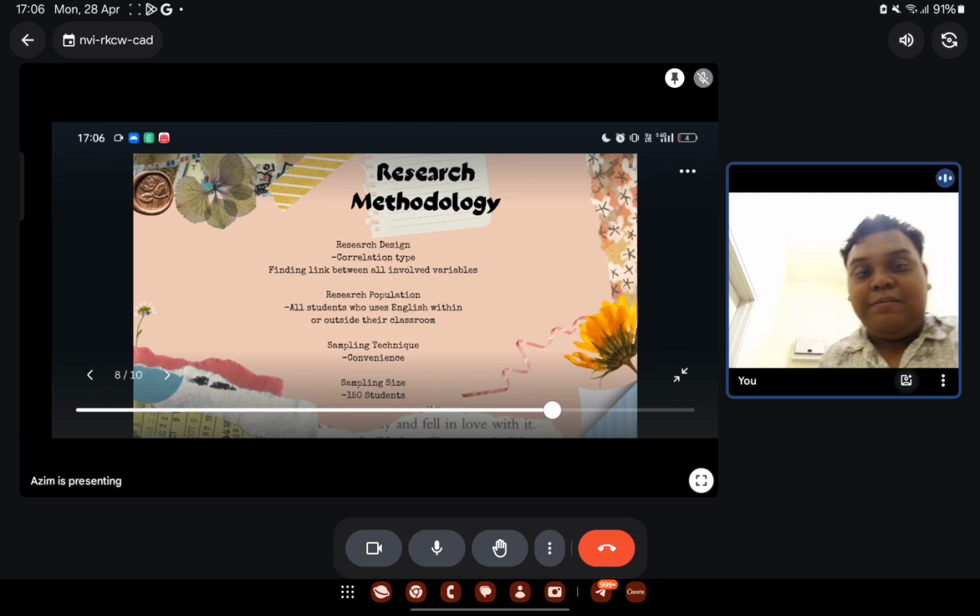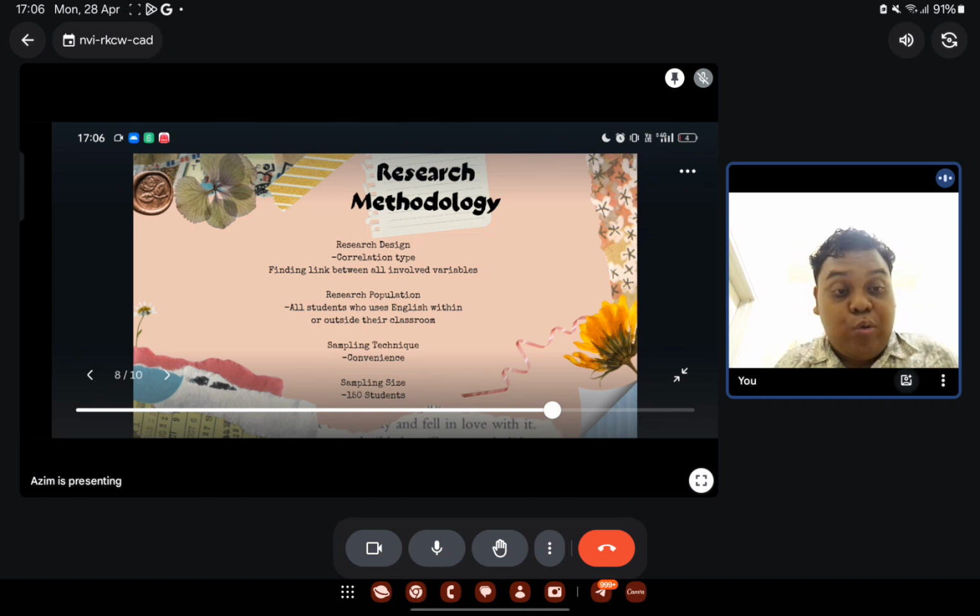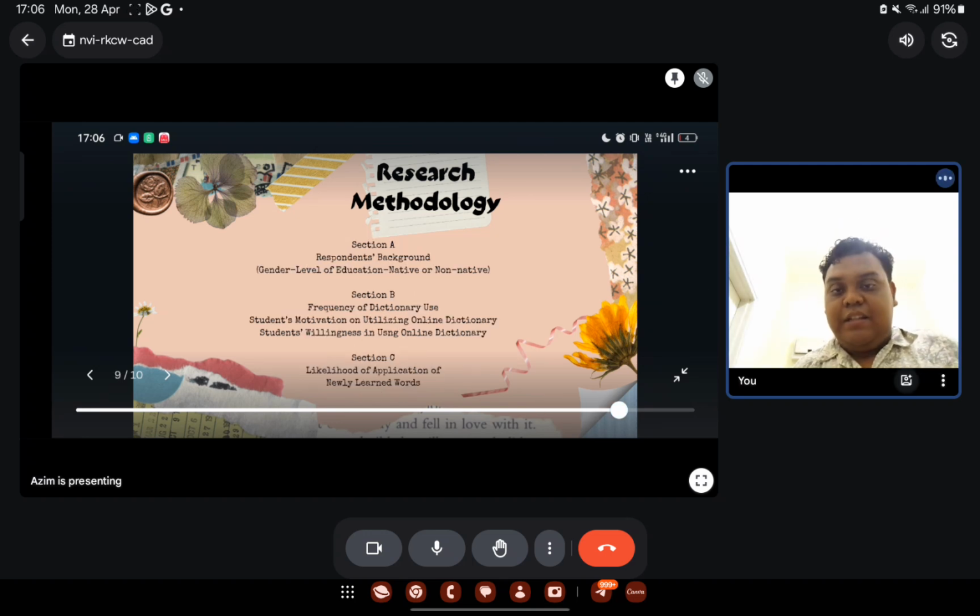And then our research methodology, research design. For research type, the research population are students who use English. For sampling method, we use convenience sampling and the sample size is around 150 students. And then, last but not least, we have our sections. Section A for the respondents' background, section B for my independent variables, and then section C for likelihood of application.